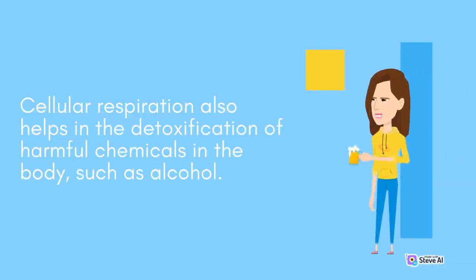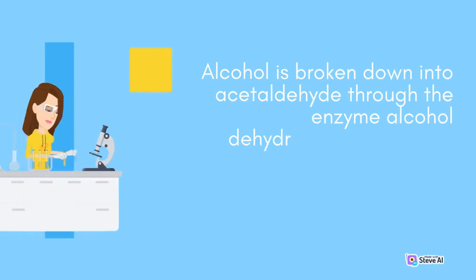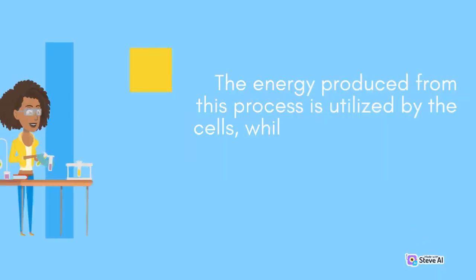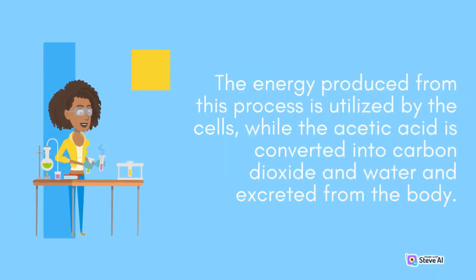Cellular respiration also helps in the detoxification of harmful chemicals in the body, such as alcohol. Alcohol is broken down into acetaldehyde through the enzyme alcohol dehydrogenase, which is then further broken down into acetic acid through the Krebs cycle. The energy produced from this process is utilized by the cells, while the acetic acid is converted into carbon dioxide and water and excreted from the body.